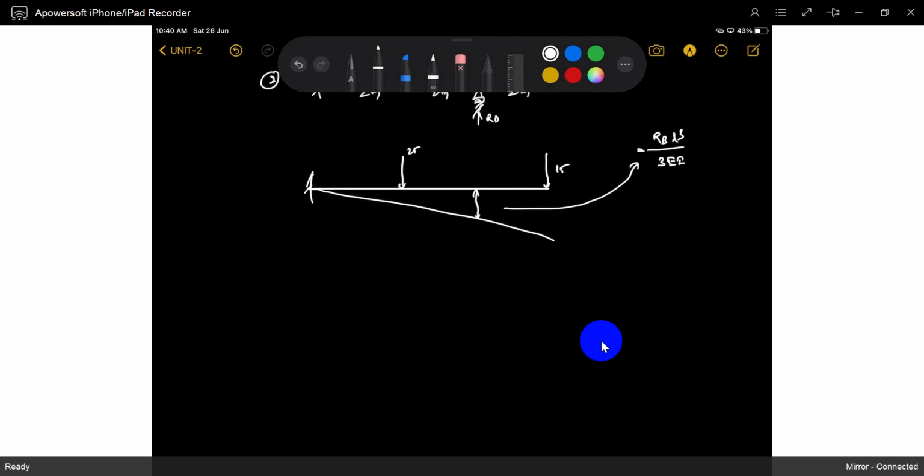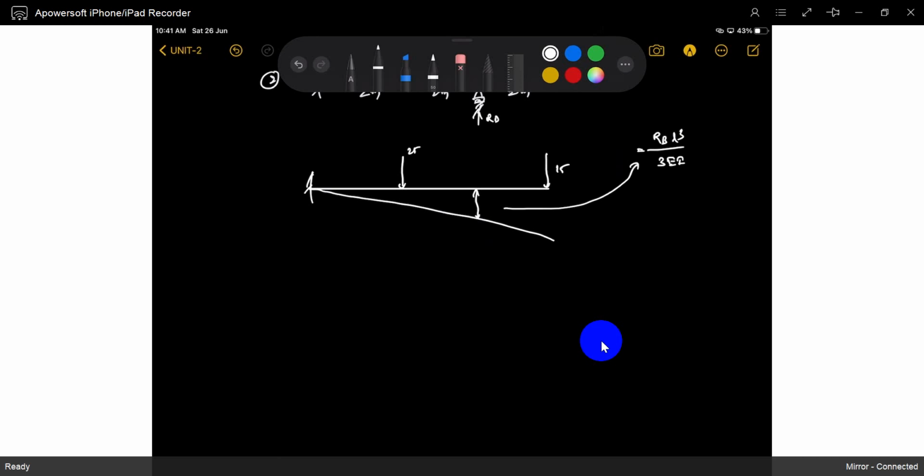Go by the double integration method, go by the Macaulay method, or go by the area moment method, or the conjugate method, anything you want, choose it. Find out the deflection and equate both, and you will get RB. That's it. Nothing more than this. Are you understood? Nothing more than this. I will go by the area moment method.